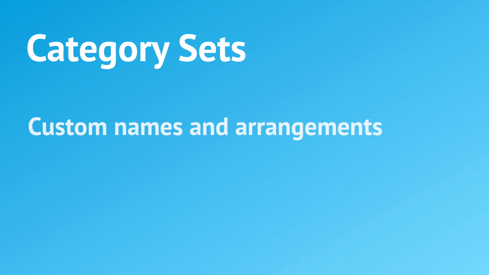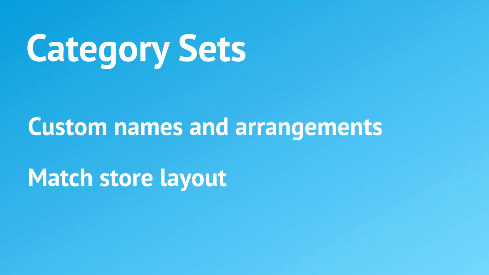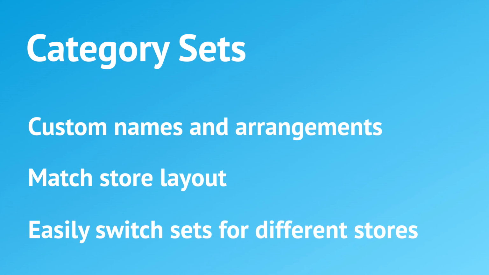Category sets are an advanced feature designed with the most organized shoppers in mind. They allow you to create custom names and arrangements of the categories on your list to match the layout of the aisles in the stores where you shop most often. Then easily switch sets for different stores.